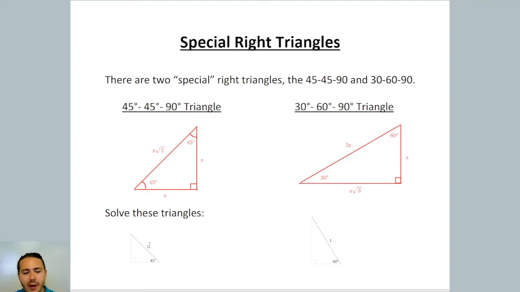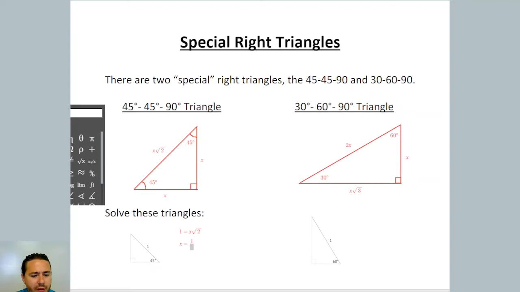If the hypotenuse is 1, then that tells me that 1 is equal to this x root 2 business. I'm going to use that to calculate what x is, and x will be this side right here. So if 1 is x root 2, then x will be 1 divided by the square root of 2.